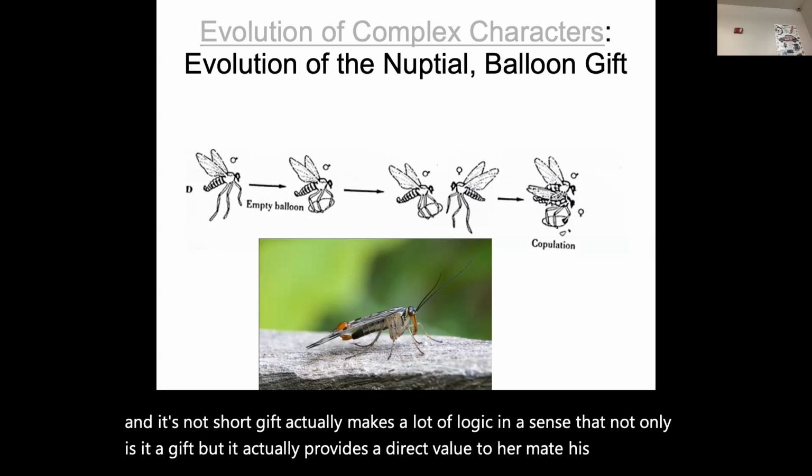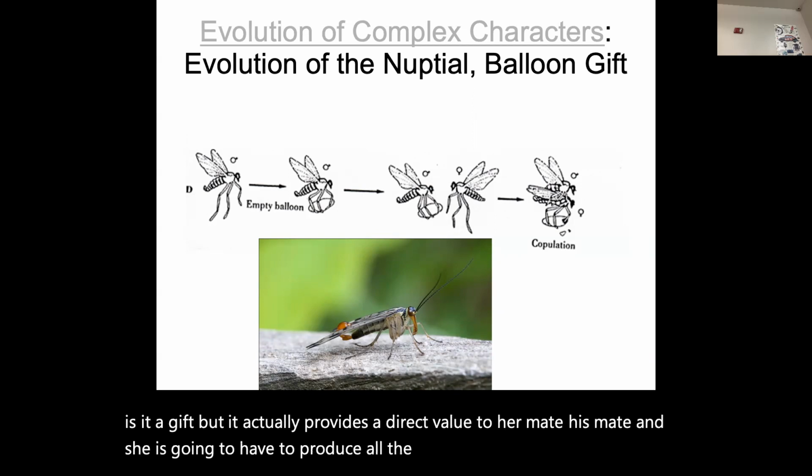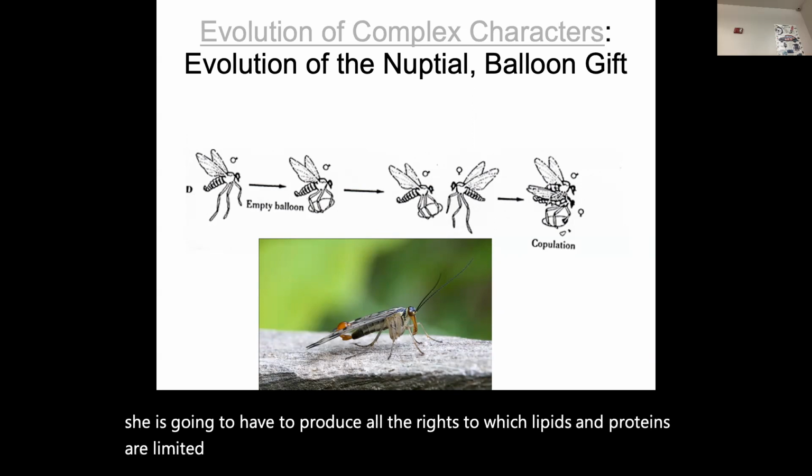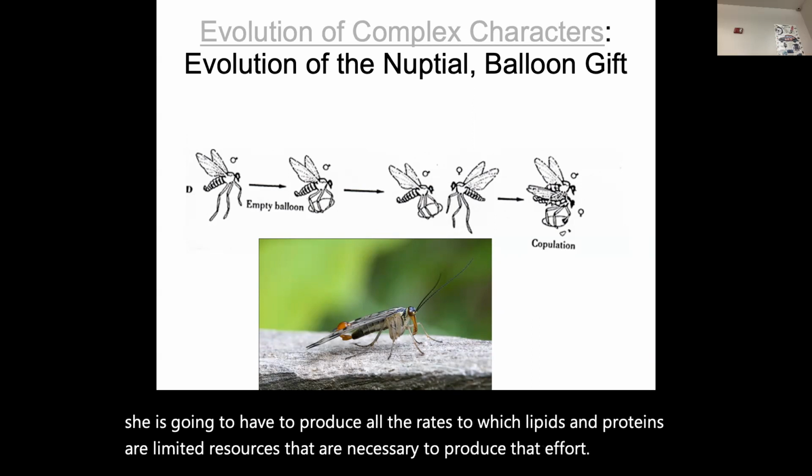And she is going to have to produce all the eggs, to which lipids and proteins are limited resources that are necessary to produce that effort. So this makes perfect sense.